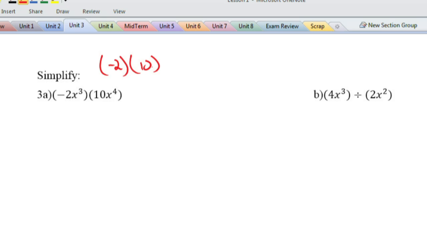Let's pretend I had negative 2 times 10. What would I do? Well, I'd say, okay, negative 2 times 10 is negative 20. That's easy. And then if I had x cubed times x to the 4, you'd say, oh, that's easy, Mr. Borden. You'd have x to the 3 plus 4, which is x to the 7. Okay.